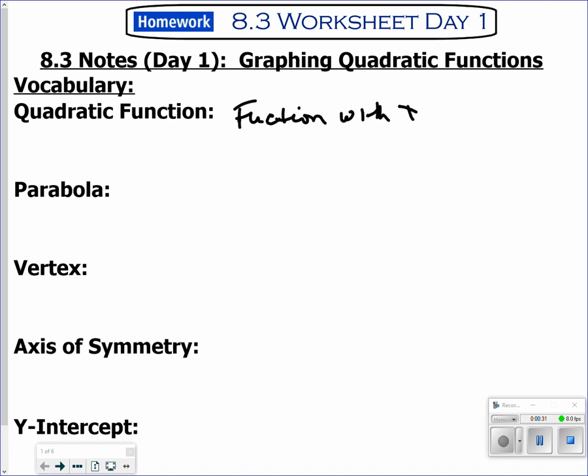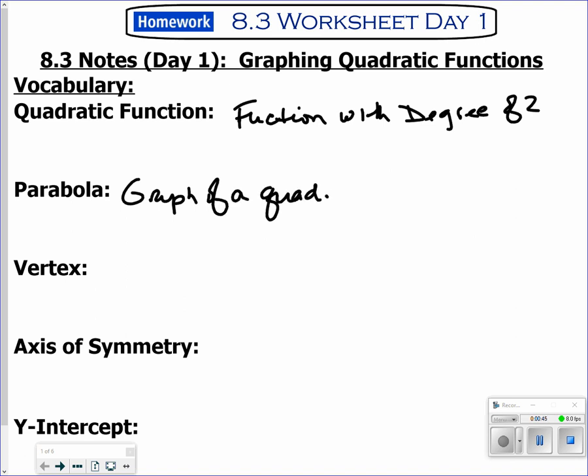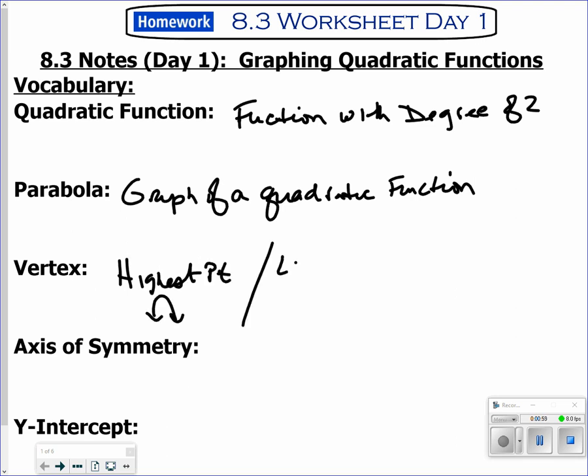A quadratic function is a function with degree of 2. So x squared, the highest power would be a 2. Now a parabola is the graph of a quadratic function. The vertex is the highest or lowest point. So the highest point if the parabola is going down, and it's the lowest point if the parabola is going up. So at the bottom or the top, the absolute bottom or the absolute top. Axis of symmetry, symmetry means the same on both sides.